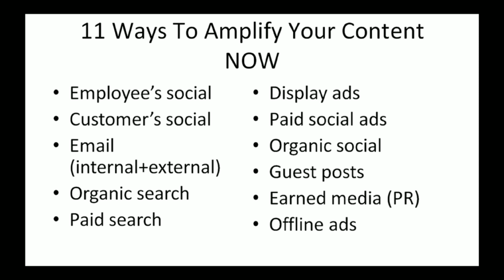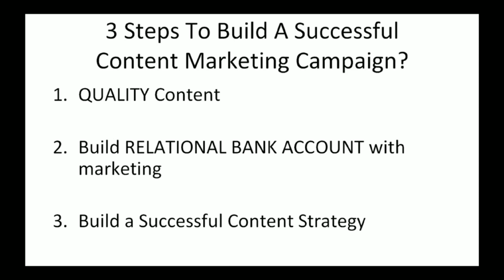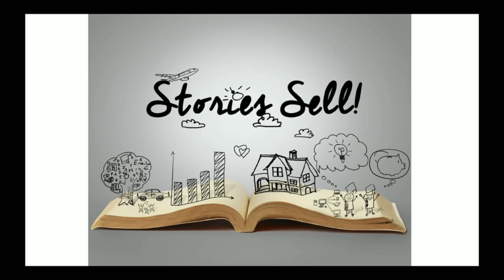There you have it, the 7 steps to build a killer content marketing strategy. Now, to sum it up, the 3 steps to build a successful content marketing campaign are: number 1, provide quality content. Number 2, build relational bank accounts with marketing. Number 3, build a successful content strategy. With all these arsenals up your sleeve, I'm confident that you will definitely be a content marketing expert if you take action. So remember, your job is not to make boring brochures. Your job is to tell interesting and informative stories. Stories sell.